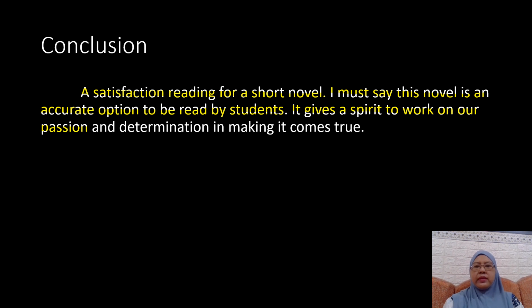It gives spirit. That is the thing that you have learned from the story. And determination in making it come true. So these are the moral values of the story. Give spirit to work on our passion and determination in making it come true. So there are two moral values given in this sentence. You can also write one moral value or one lesson learned if you want. Okay.